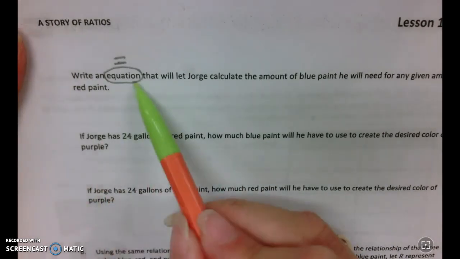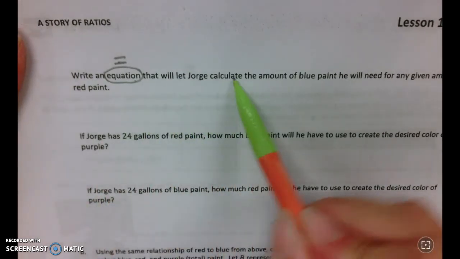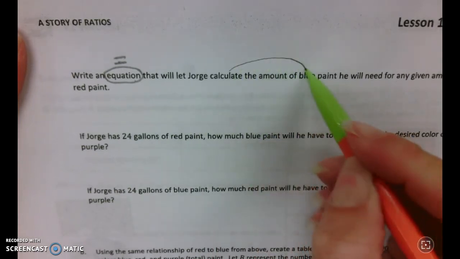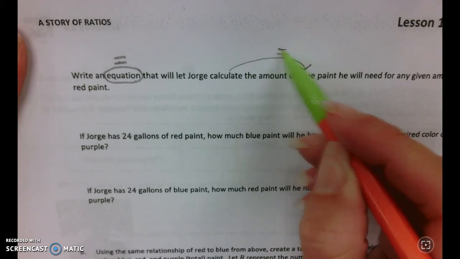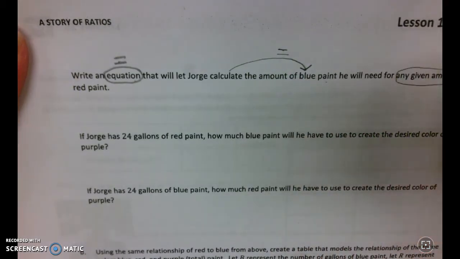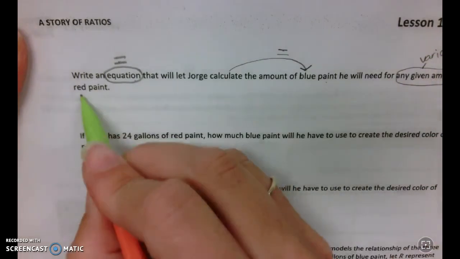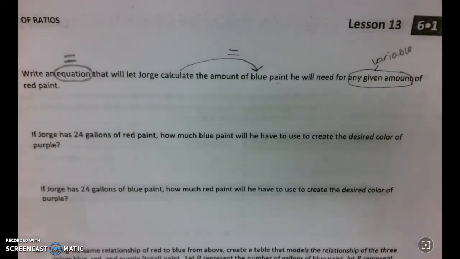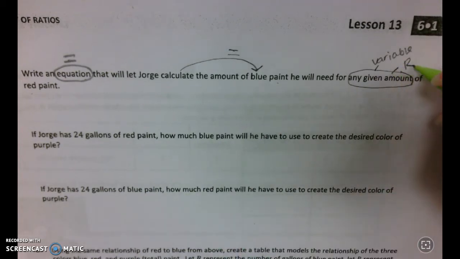So if we need to write an equation that will let George calculate the amount of blue paint, so now we want to get out or equal blue paint he will need for any given amount. That's my hint that they want a variable of red paint. So since it's red, the variable, you want it to make sense so that you understand what you're working with. Any given amount of red paint, let's just use R.